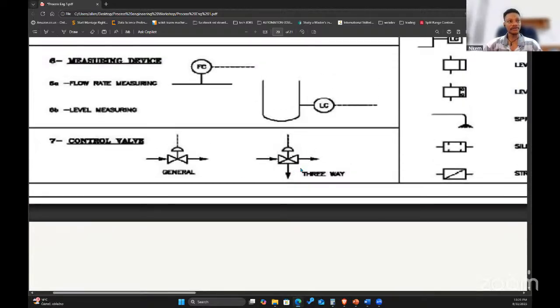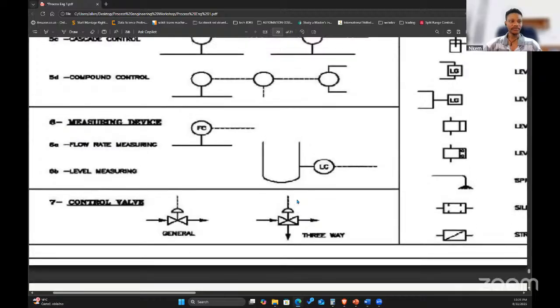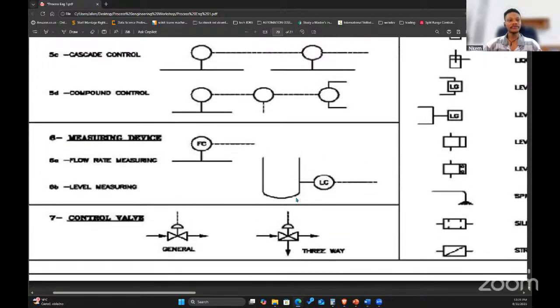Now I have this question for you. Please, I need you to unmute your mic and prepare to answer this question. This valve, is it a manual valve or is it an automatically controlled valve? Okay, don't unmute your mic. You can just put the answer in the chat box. Let me see what your responses will be. Is it a manually controlled valve or is it an automatic valve?